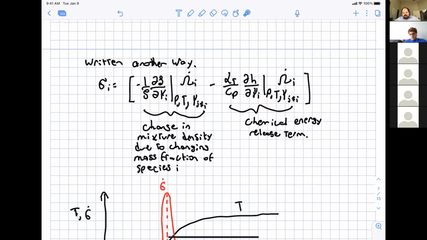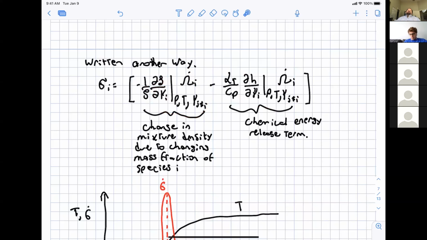And so there are two terms to it in reality, and these two terms have two different physical significances. This term here involves a fractional change of density, because you've got d rho over rho, divided by the change of mass fraction, times the rate of change of that particular mass fraction. What this term represents is the coupling between the reaction and the flow due to changes of the mixture density due to the chemical reaction itself.